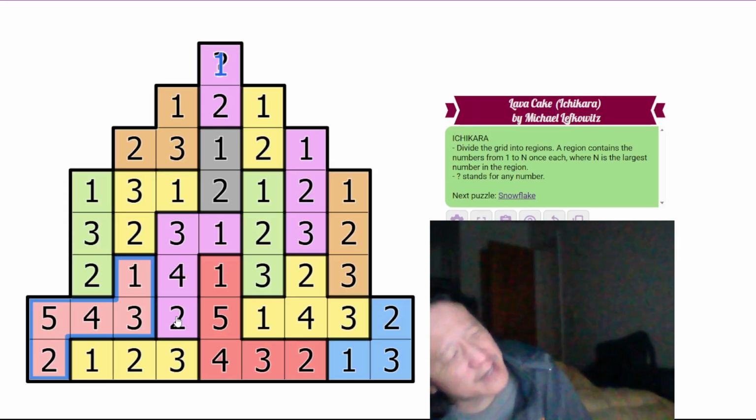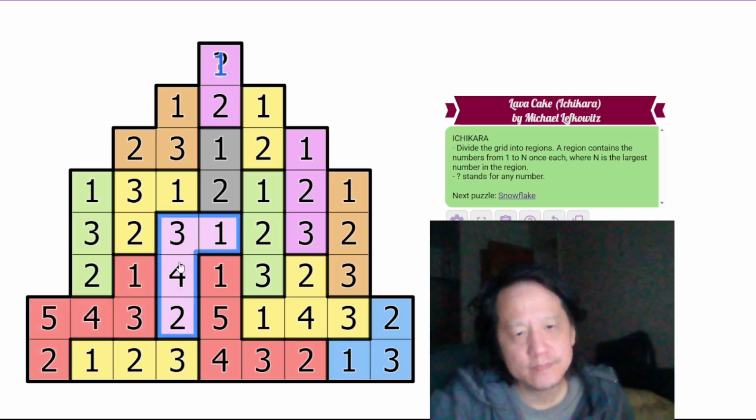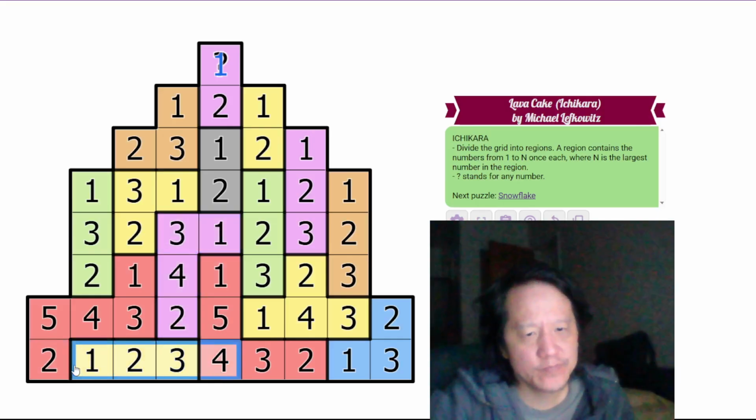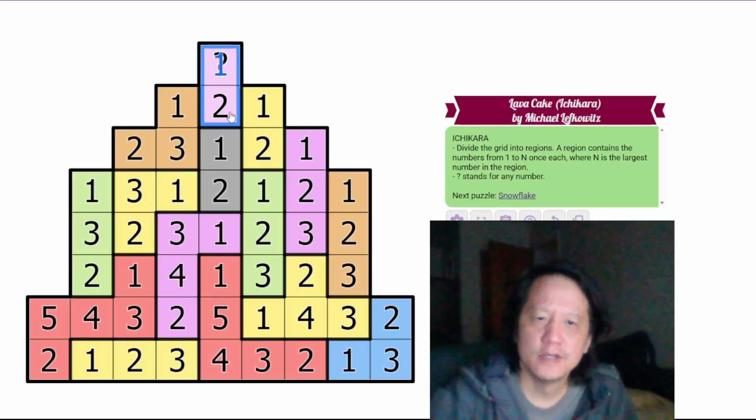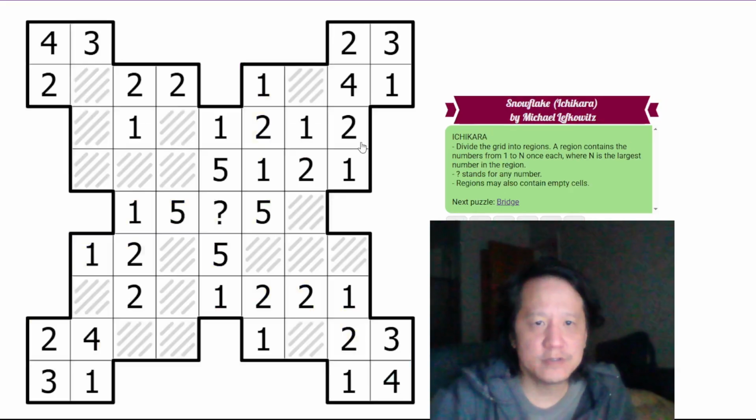I made some bad assumptions there. Not sure how to avoid those in the future. That was interesting. Very cool. Anyways, let's get to the next puzzle, which is Snowflake.